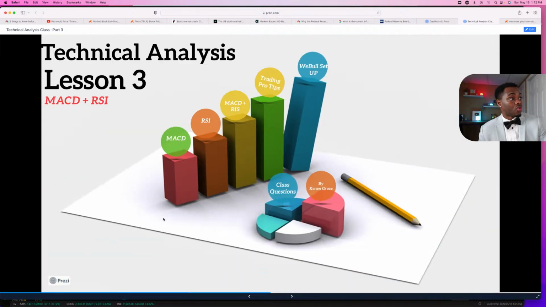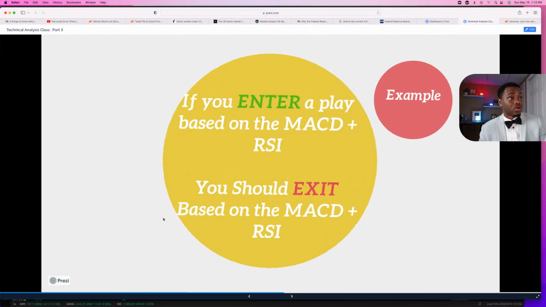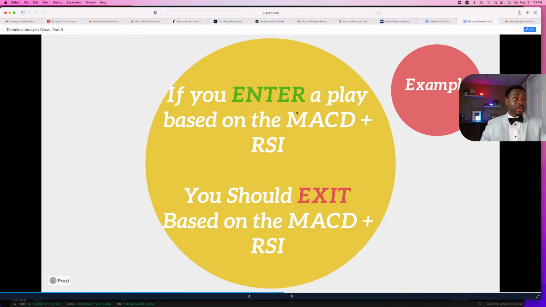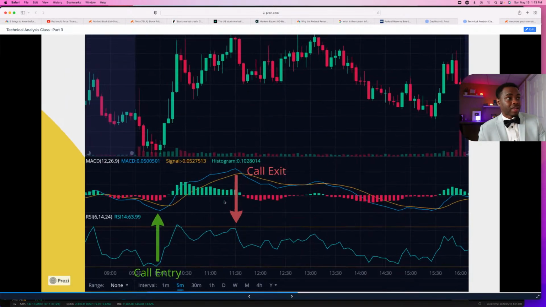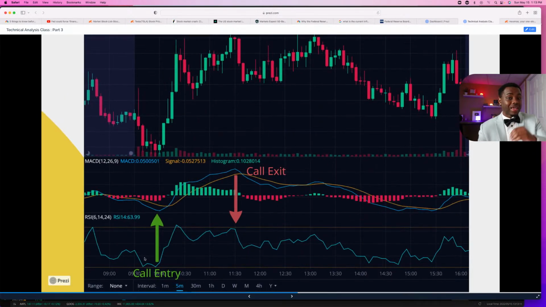Now, let's use some pro tips on this, right? If you enter a play based on the MACD and the RSI, you should exit based on the MACD and the RSI as well. So you don't want to go from apples to oranges. You want to stay apples to apples and oranges to oranges, right? So I'll explain exactly what I mean by that. So let's look at an entry and an exit.